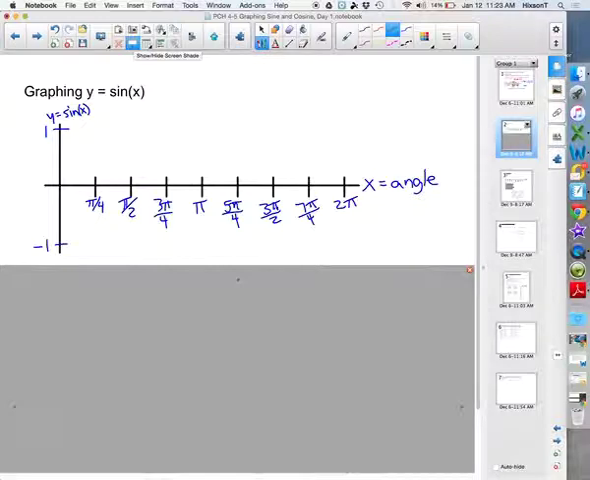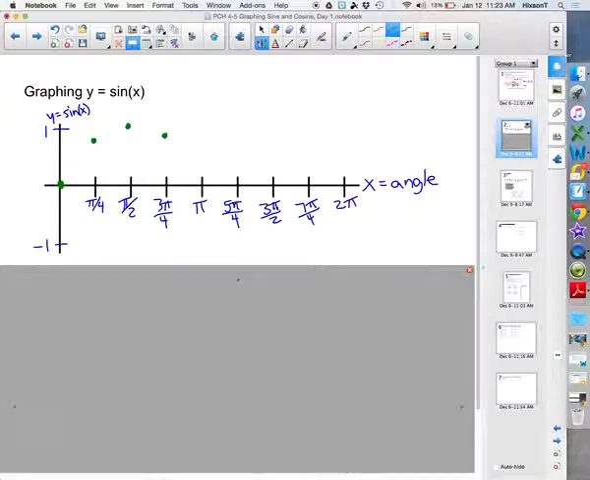All right, so what's sine of 0? 0. What is sine of pi/4? √2/2. Now, √2/2 is approximately 0.707. So we'll put that right here. What is the sine of pi/2? It's 1, so now we're up here. How about at 3pi/4? It's √2/2 again. We're back down to 0.707.